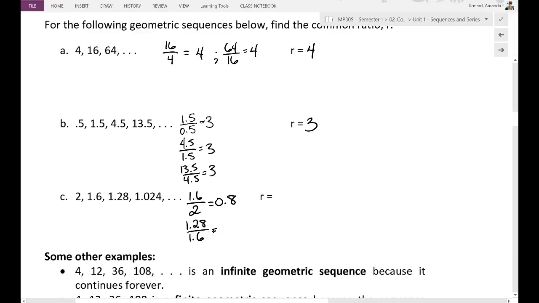For this one, I definitely won't need my calculator. 1.28 divided by 1.6, and I get 0.8 again. And if I check the third one, I should get that as well. And so my common ratio is 0.8. And I can feel pretty confident with that.